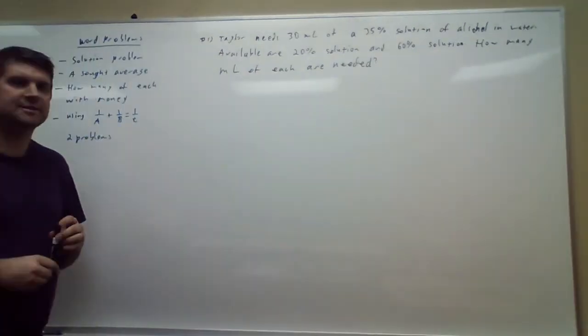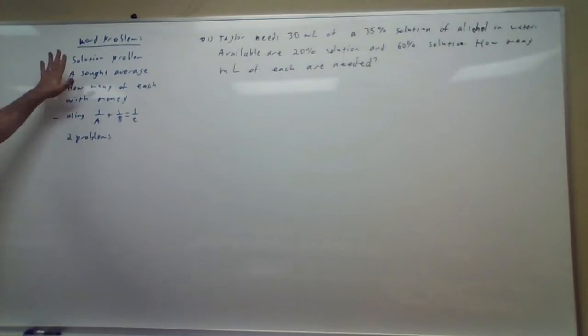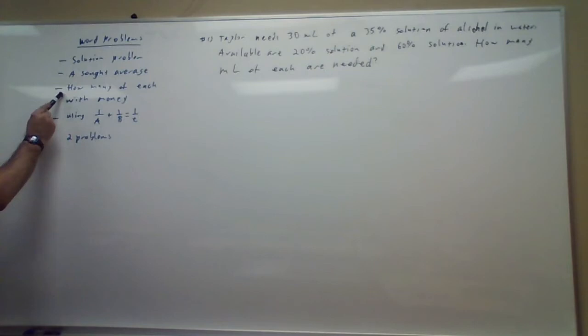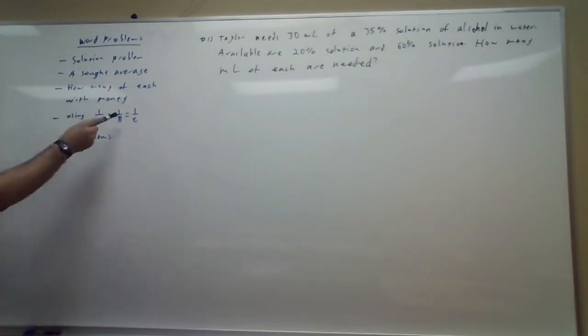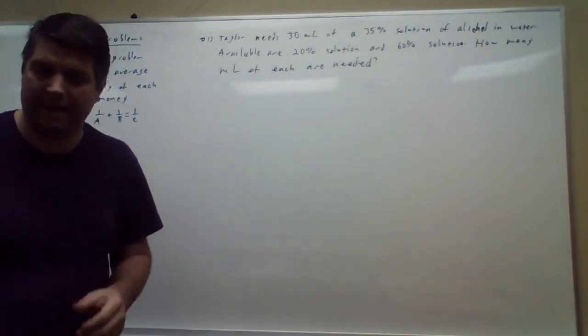Okay, I'm going to discuss a few, there's going to be 5 problems that I discuss. One's going to be a solution problem, one's going to be a sought average, one's going to be how many of each with money, and using this formula for time to do it together or time to do it alone. Okay?